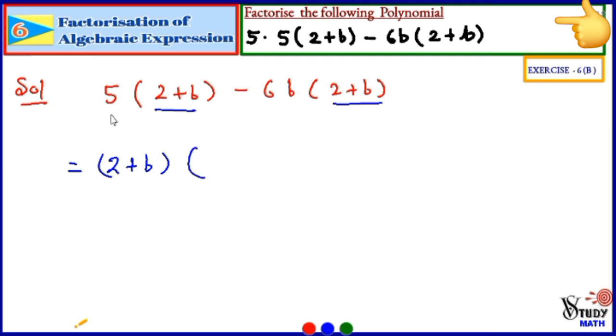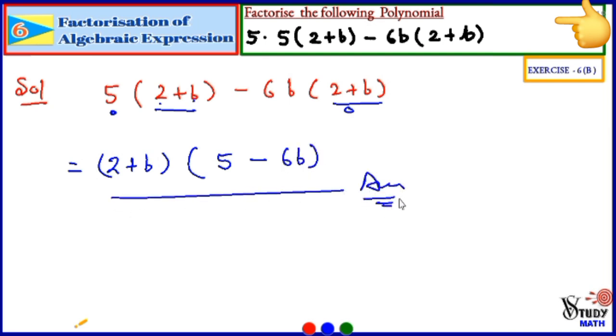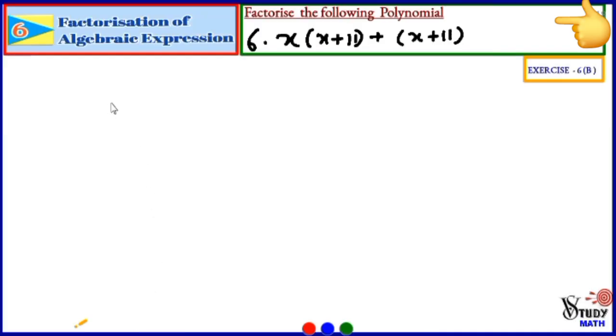So from the first term, if 2 + b is taken as common, what is remaining here? 5 is remaining here. And if from the second term I take 2 + b as common, what is remaining? Negative 6b is remaining. So the remaining after this, (2 + b)(5 - 6b), is the final answer of this problem. Now move to the next problem, problem number 6.